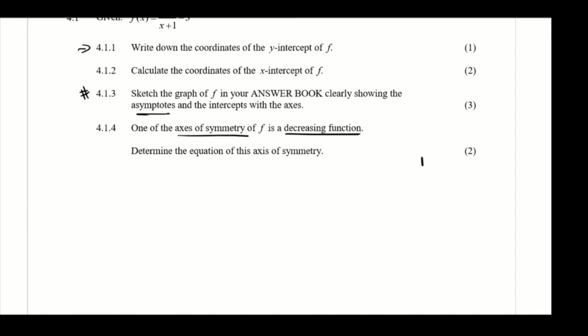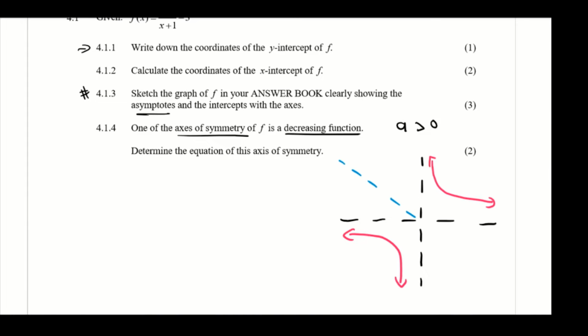So if you draw your asymptotes, let's say these are the asymptotes for a graph of a hyperbola where a is greater than 0, meaning this graph will lie in the first quadrant of the asymptotes and the third quadrant of the asymptotes. So your axes of symmetry, they are always passing through your asymptotes' intersection, always. So this is the positive axis of symmetry. Positive, meaning the gradient is equal to 1.